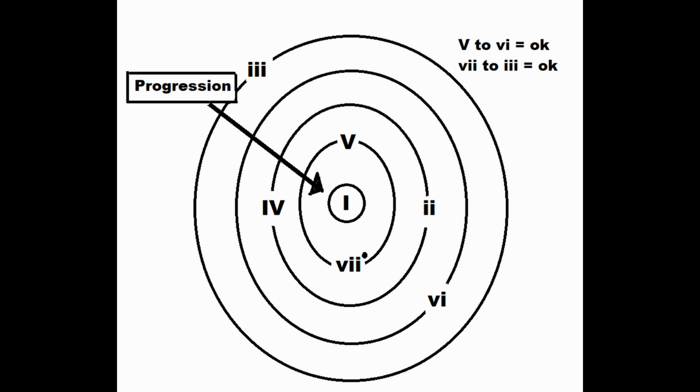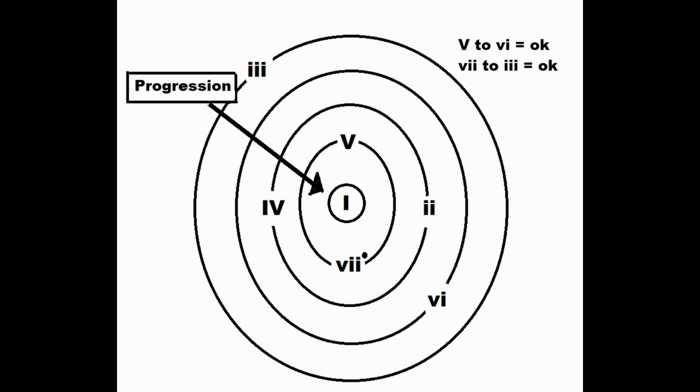The system of progressions works like this. The only time you're allowed to move out is from the one chord. So from 1, you can go to any other chord. But once you have committed to a different chord, from that point on, you can only move inward, or it's more appropriate to say you can't move outward, except from the 1.